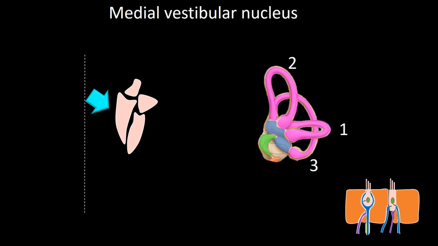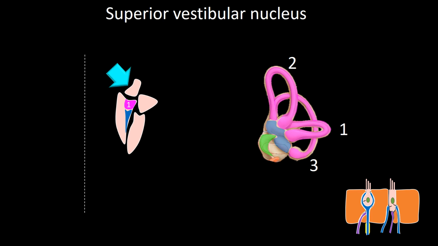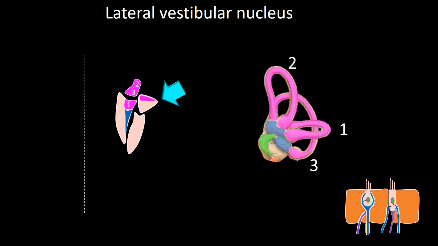The medial group receives fibers from the crista ampullaris of the lateral semicircular duct and also from the macula of the utricle that go to the medial nucleus. Afferents to the superior vestibular nucleus come from the crista ampullaris of the superior and posterior ducts. Afferents for the lateral nucleus come from the crista ampullaris of all three ampullas, from the macula of the utricle, and from the macula of the saccule.